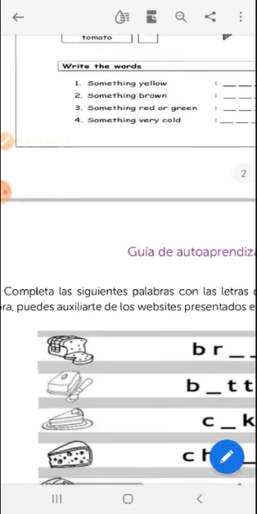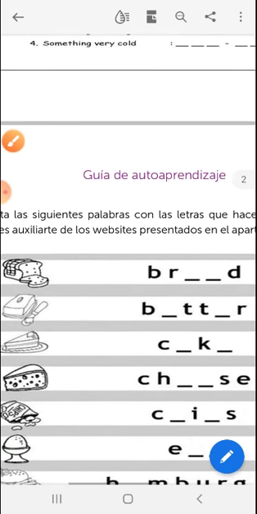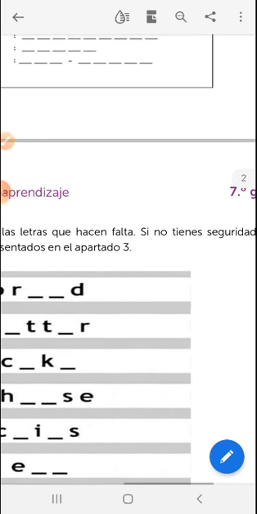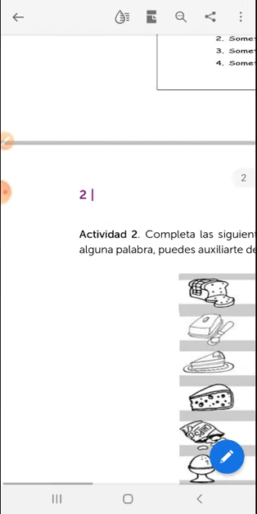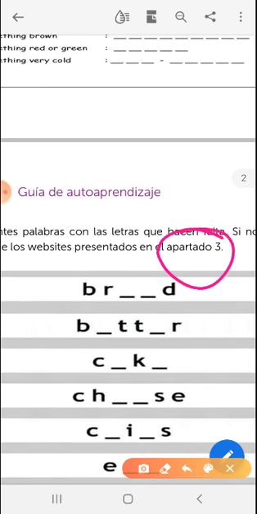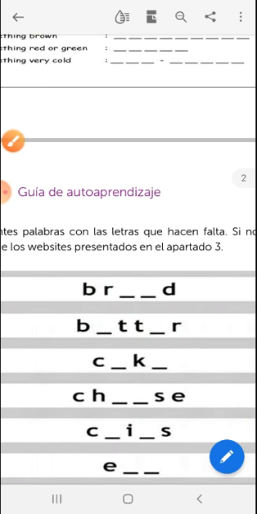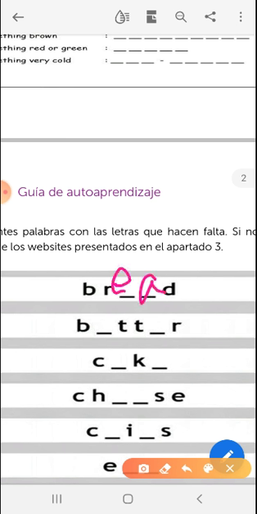Now, the next activity. Activity number 2. Completa las siguientes palabras con las letras que hacen falta. Si no tienes seguridad sobre alguna palabra, puedes auxiliarte de los websites presentados en el apartado 3. ¿Okay? Miren. Letter missing, letter missing, letter missing. So there are letters missing. Faltan letras in those blanks. So you have to fill in the blanks. Rellenar los espacios, ¿sí? Fill in the blanks with the words that are missing, okay?